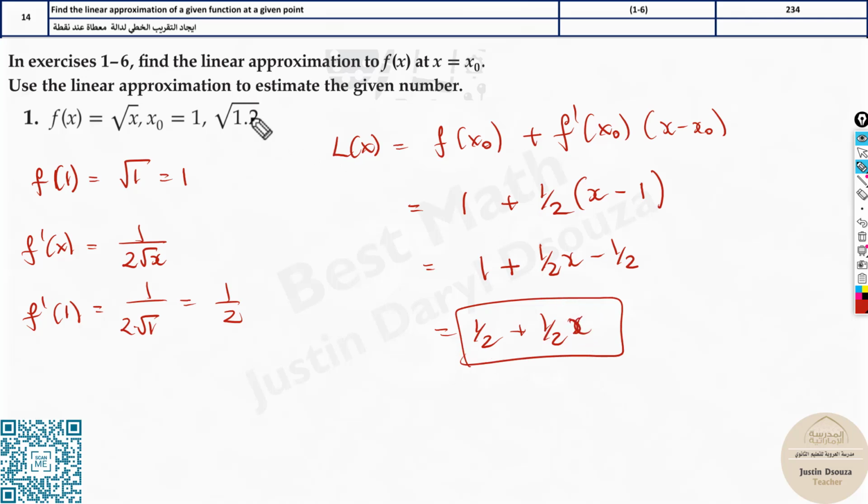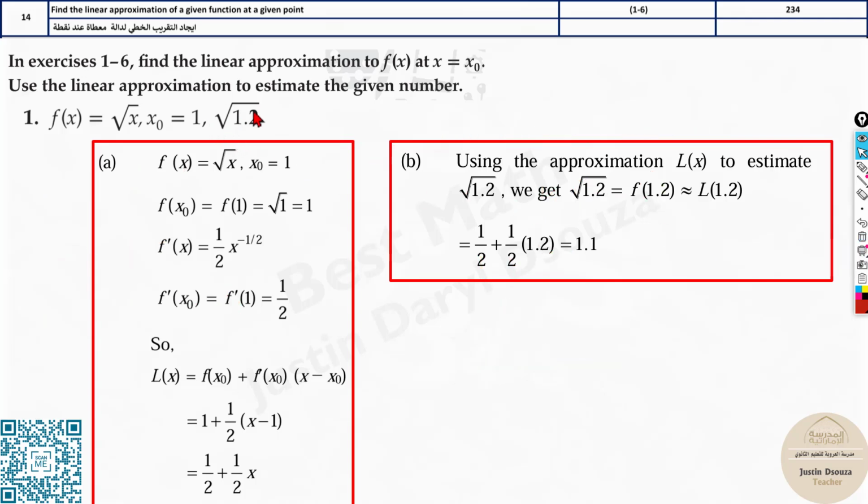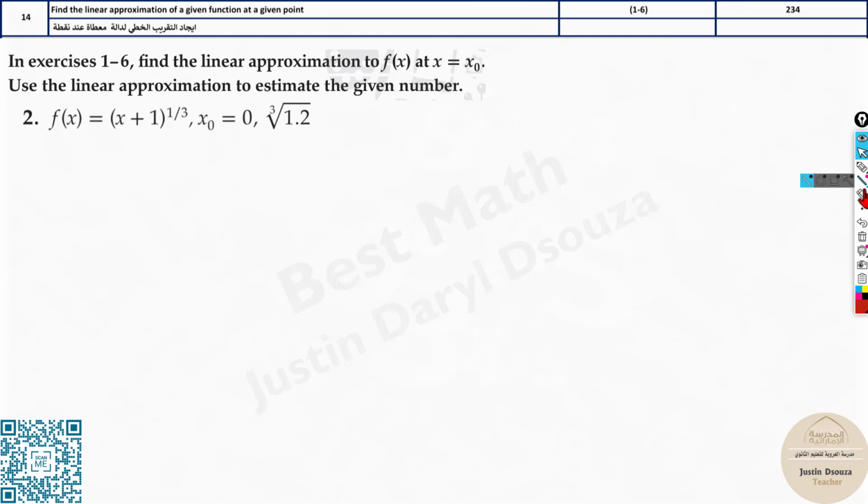Now if you substitute this x value, 1.2, and solve, you'll get the radical. This is the answer, half plus half x. And if you substitute x as 1.2, you will get 1.1, that is basically the radical of 1.2. Let's do one more problem here. Again, it's the same thing. It's just that you need to remember the derivation and the formula.